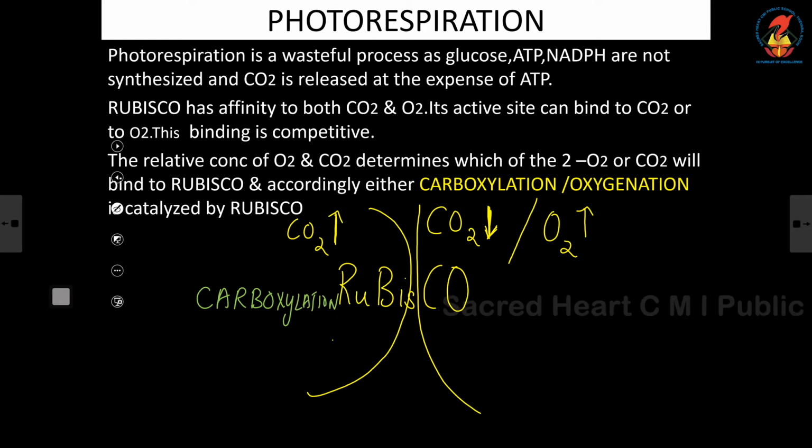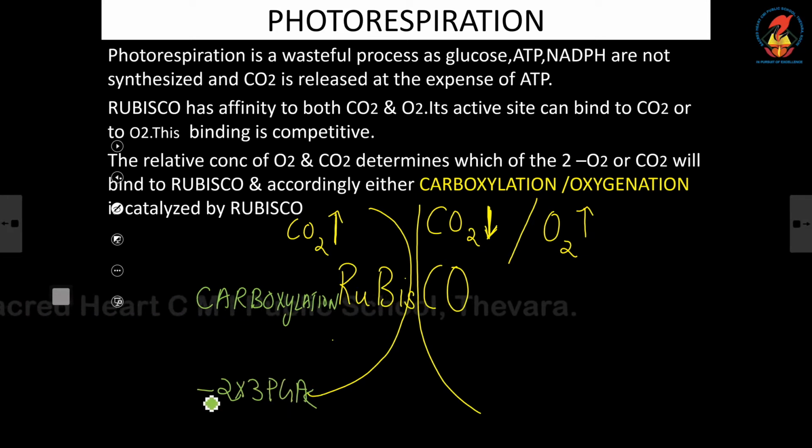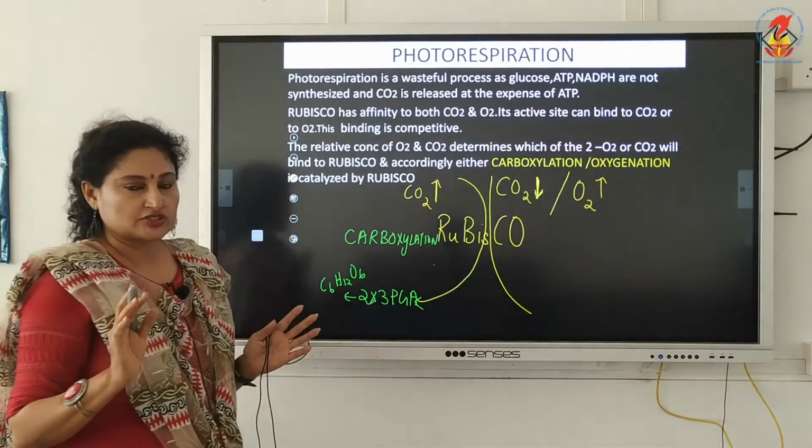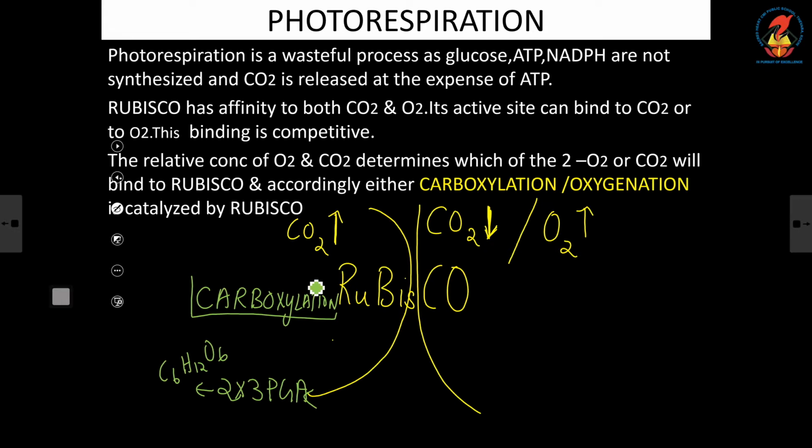And we know the outcome is the C3 pathway. We know the first product is 2 molecules of a 3-carbon compound called 3-PGA, and finally what is the end product? We get glucose. We have analyzed the C3 pathway and we saw the end product is glucose. So if the carbon dioxide concentration in the atmosphere is pretty high, it will catalyze carboxylation, resulting in the C3 pathway, and the first product we know is phosphoglycerate.